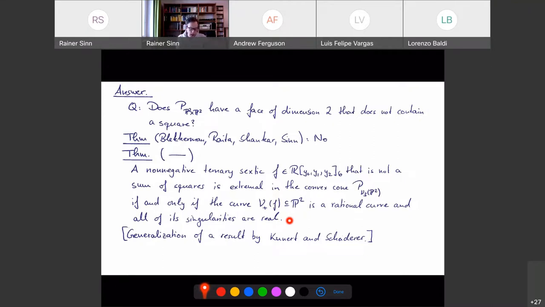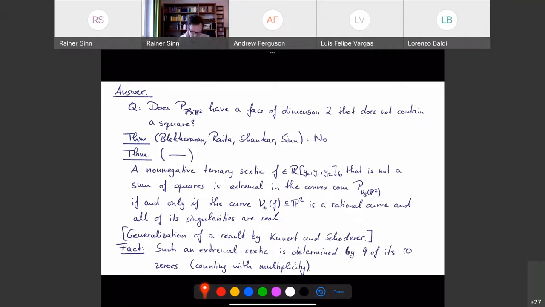So what does the one have to do with the other, right? Before I can tell you that, I have to observe this, which follows from the proof, so it's not clear from the statement that this should be true, that these extreme points are always determined if you give me 9. So it will have 10 real zeros. This is sort of what this sentence here means.